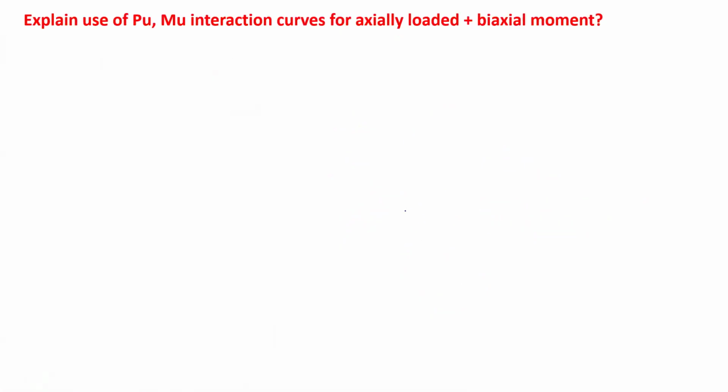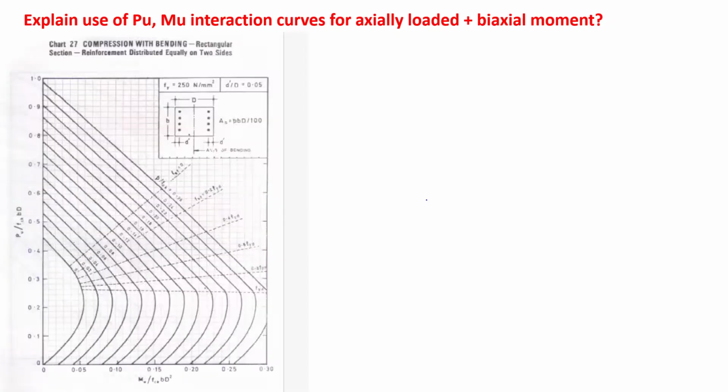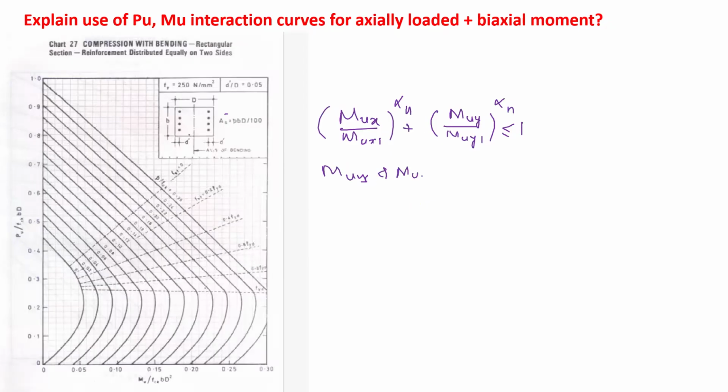Then we have explained the PU-MU interaction curve for axially loaded and biaxial moment. Already in that formula we have seen MUX upon MUX1 to the power alpha n plus MUY upon MUY1 to the power alpha n less than or equal to 1. So MUX, MUY, these are given values, or we are going to calculate them using external loads, and then we are going to calculate. So in this, you have to assume P by fck.